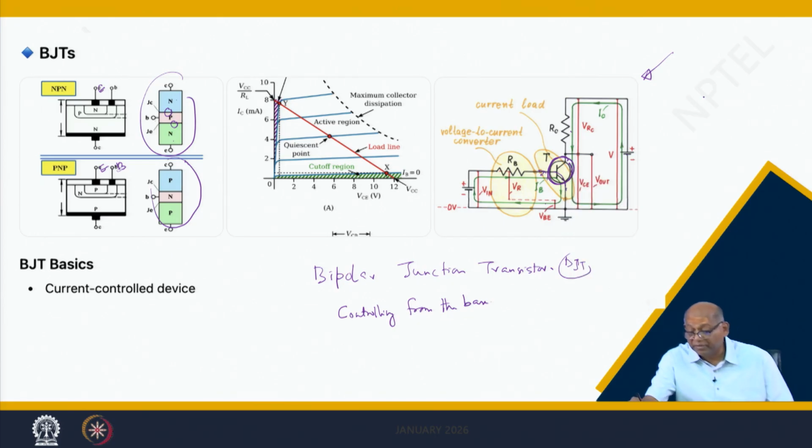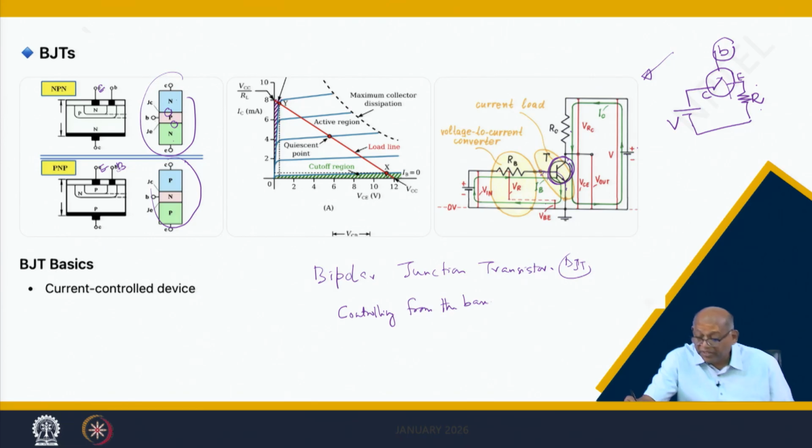That means it behaves like a switch. If this is the DC battery, you just make it as a switch. This is the resistance, and this switch is your BJT, which is controlled by the base. This is collector, this is emitter. This is the voltage supply. If you give the base signal, this will be shorted, that means V will appear here. If you remove it, it will be open.